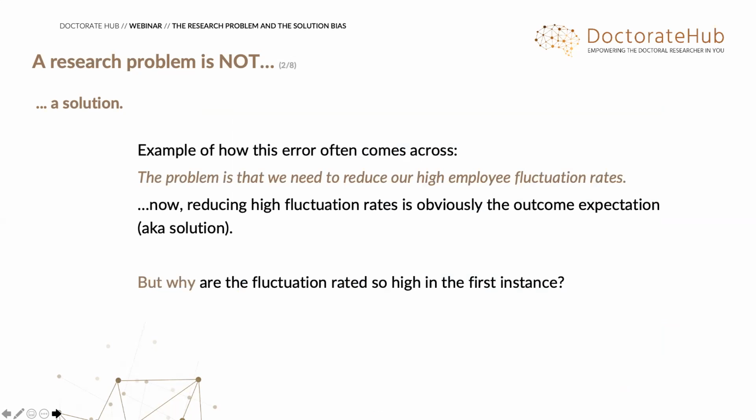Now, let's look into that further. A problem is not a solution. For example, the problem is that we need to reduce our high employee fluctuation rate. Now, reducing high fluctuation rate is obviously the outcome expectation that we want. The solution, but why are the fluctuation rates so high in the first instance? Now, this is not clear, right? And also in this example sentence, I mean, you can't stop at the need. The problem is that we need, right?